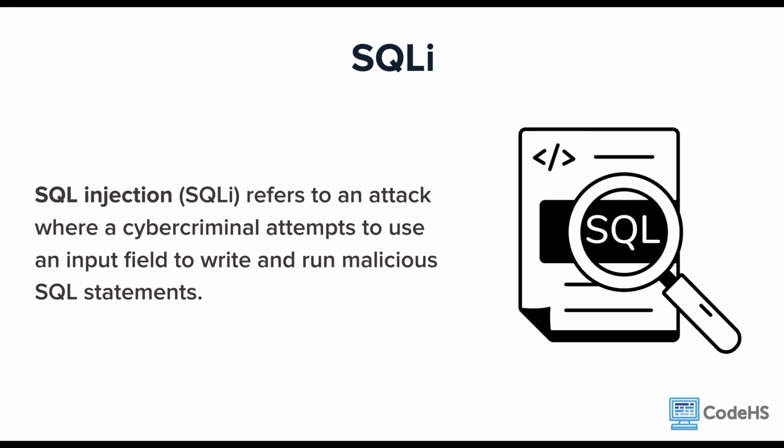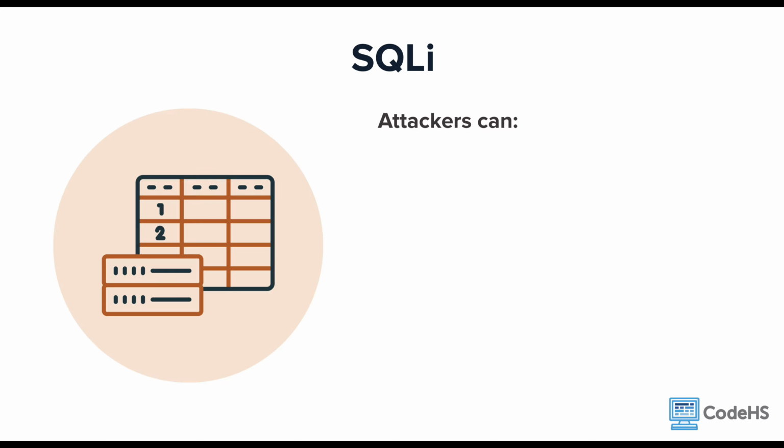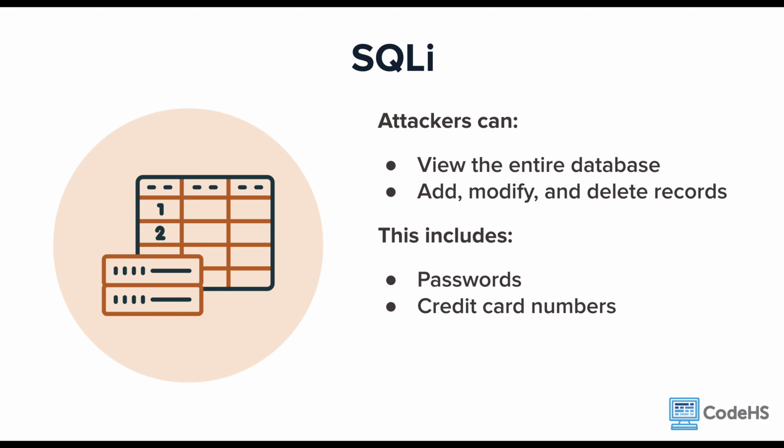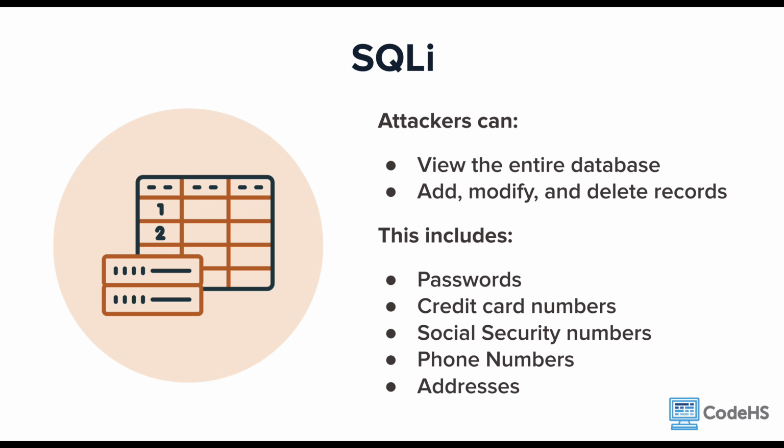If an application is not sufficiently protected, an attacker can use it to bypass an application's authentication and authorization processes. The attacker can retrieve the contents of an entire database, or they can add, modify, and delete records in a database. SQLi can provide an attacker with unauthorized access to very sensitive data, which could include customer data like passwords and credit card numbers, or personally identifiable information like social security numbers, cell phone numbers, and addresses.